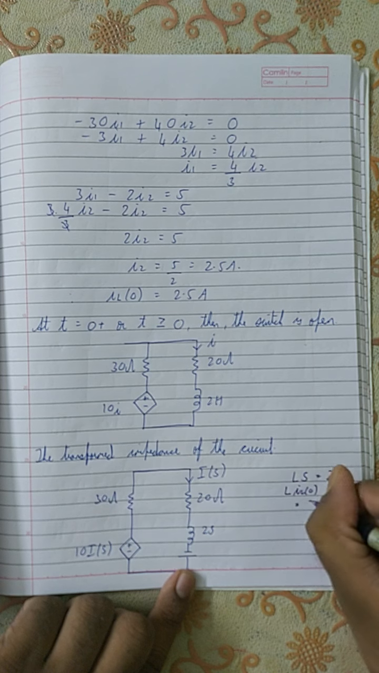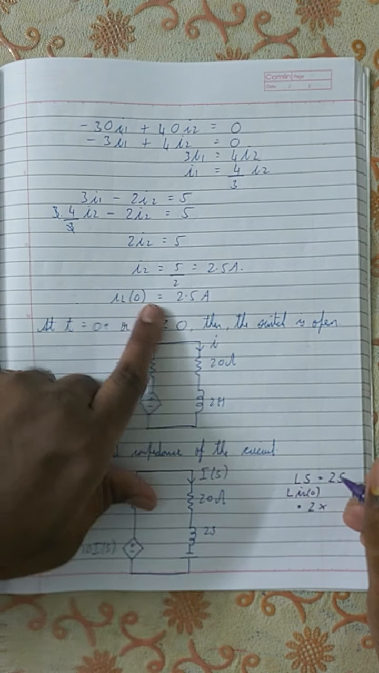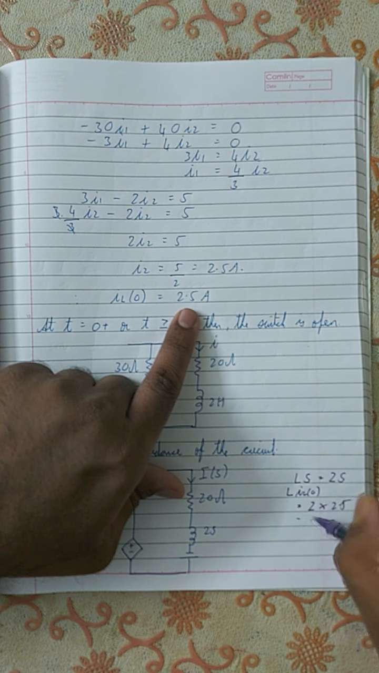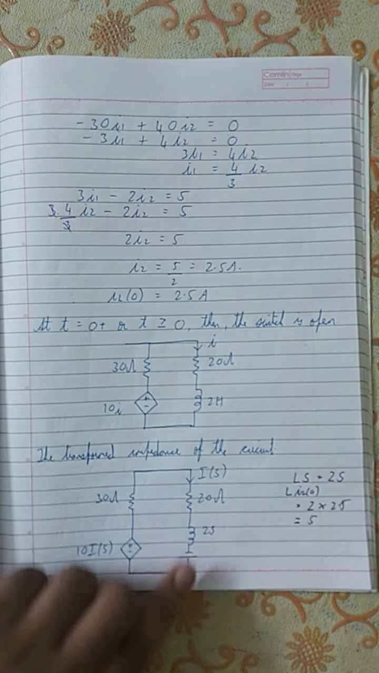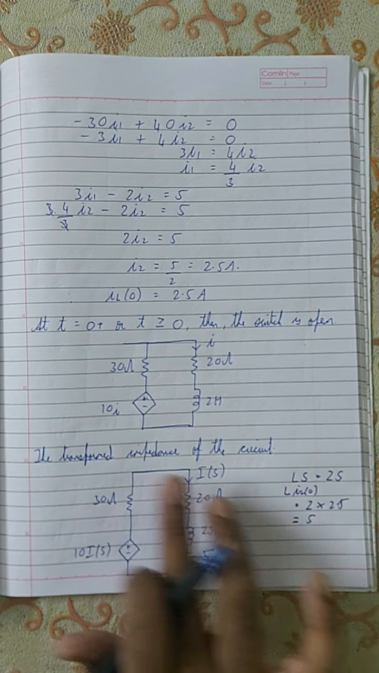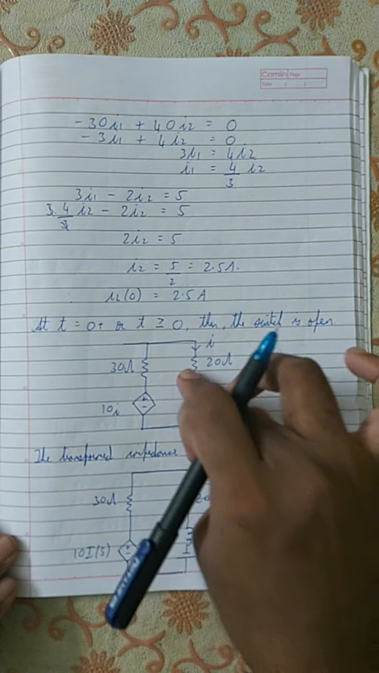What is the value of L? 2. And what is the value of IL of 0? We already found out it is 2.5. So 2 into 2.5 is 5, which means the value of this voltage over here is 5. This is the transformed impedance of this circuit.